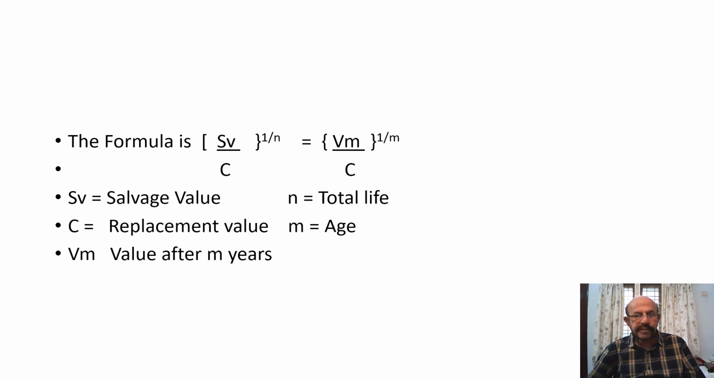The formula is (SV divided by C) raised to 1 by n is equal to (Vm divided by C) the whole raised to 1 by m. SV is the salvage value, C is the replacement value, n is total life, m is age, Vm is the value after m years.